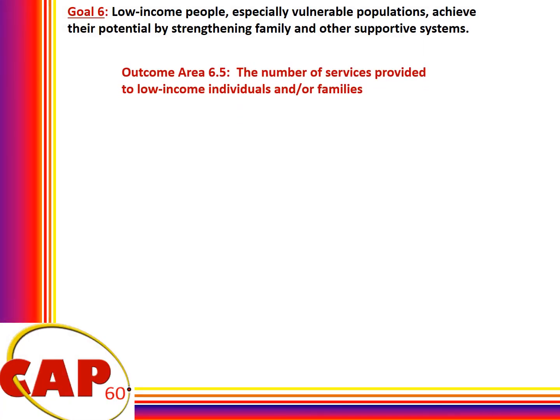Outcome Area 6.5. The number of services provided to low-income individuals and or families. Agencies should report those services and resources that are provided to meet immediate short-term needs of low-income individuals and families. To document Help New Mexico services provided, please use the following NPIs.